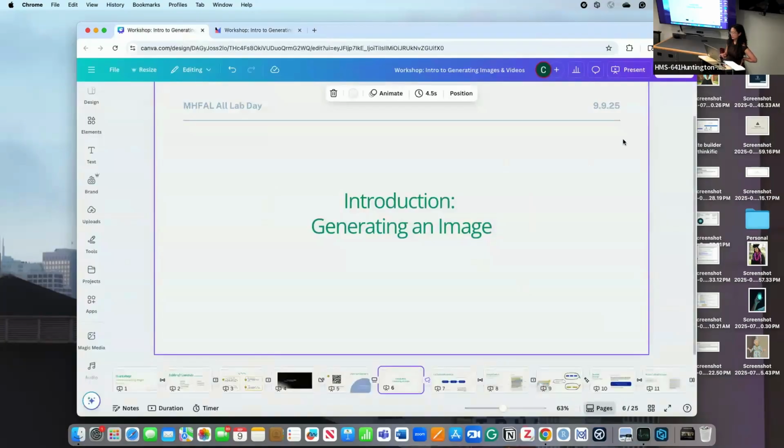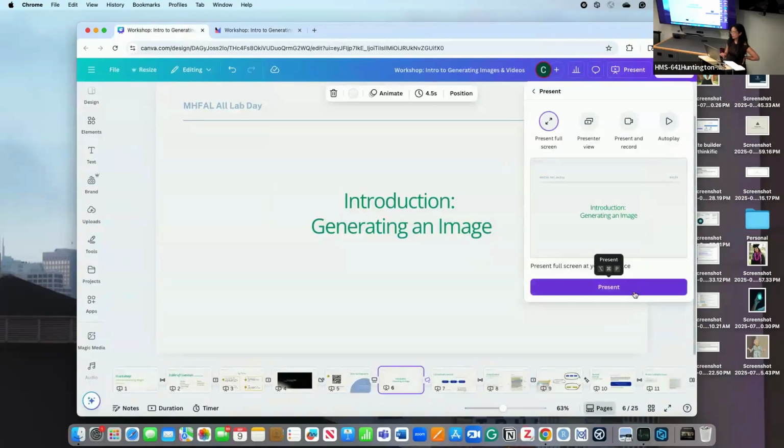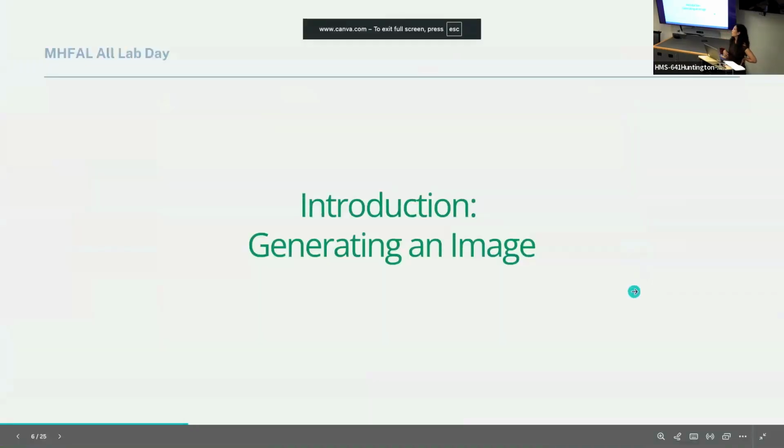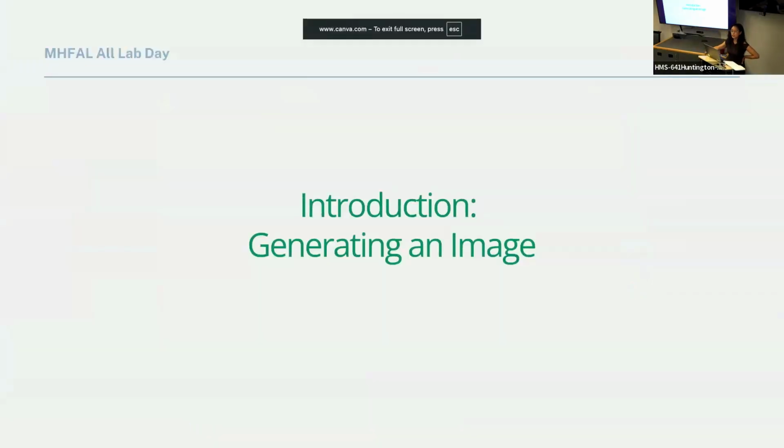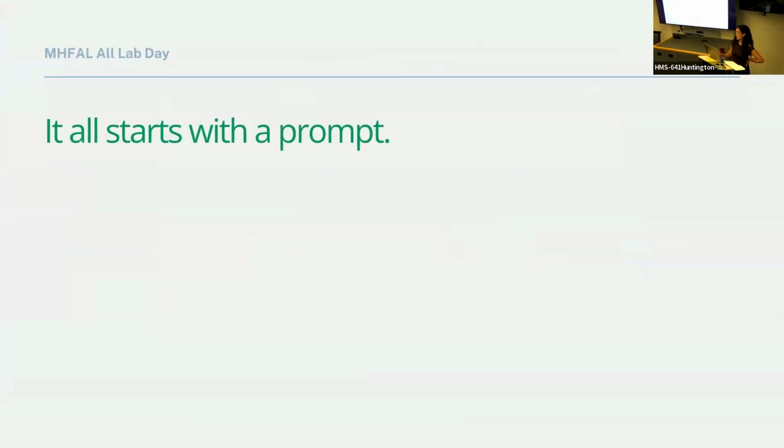So let's go back to the main presentation. Before you ever learn how to generate a video, you need to learn how to generate an image. And to generate an image, you should use a conversational agent. I personally just use ChatGPT. So with that being said, it all starts with a prompt.